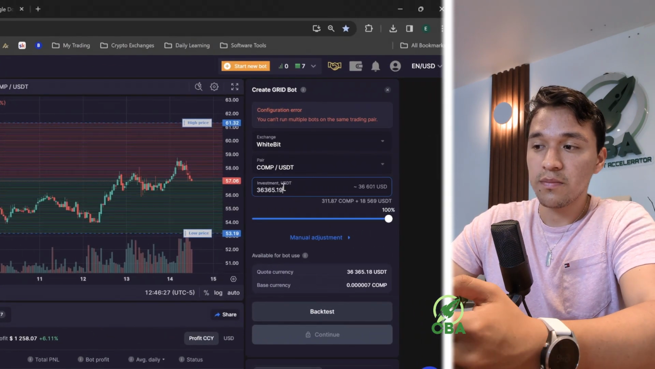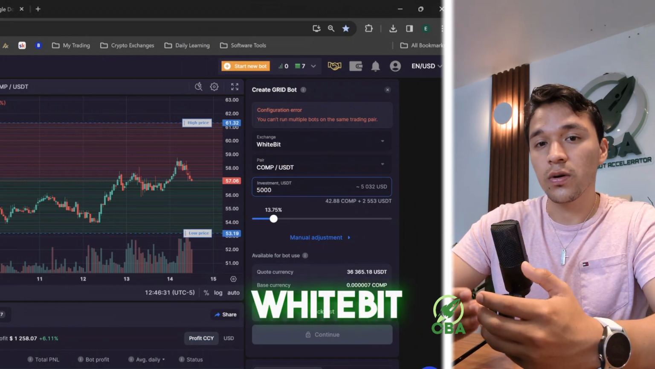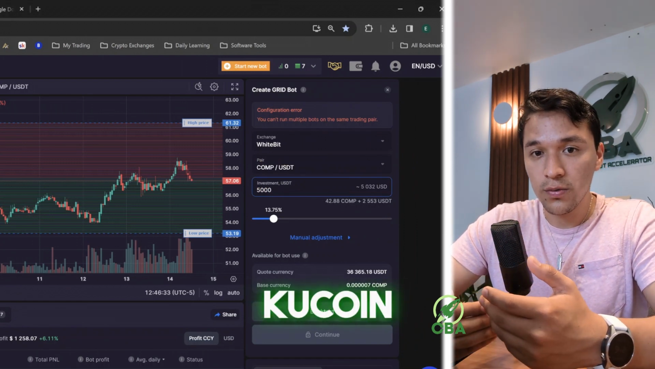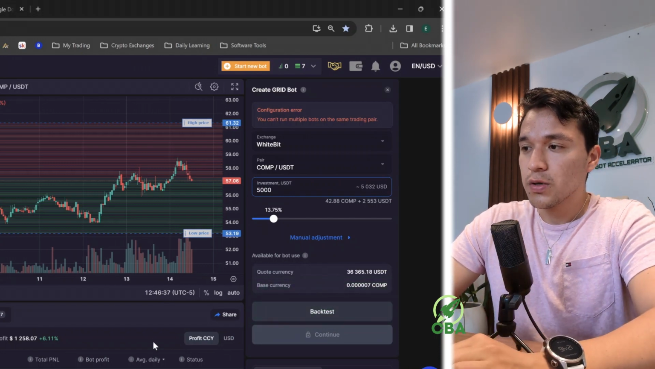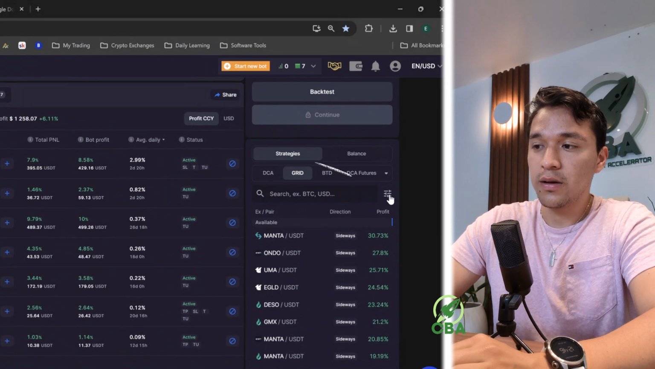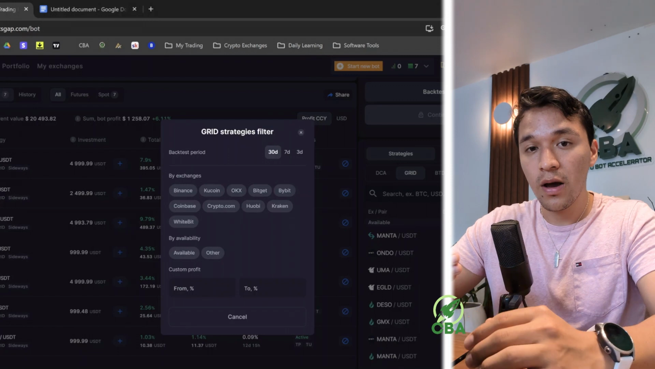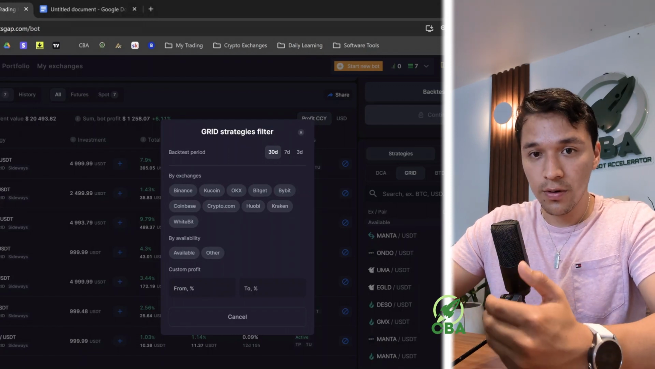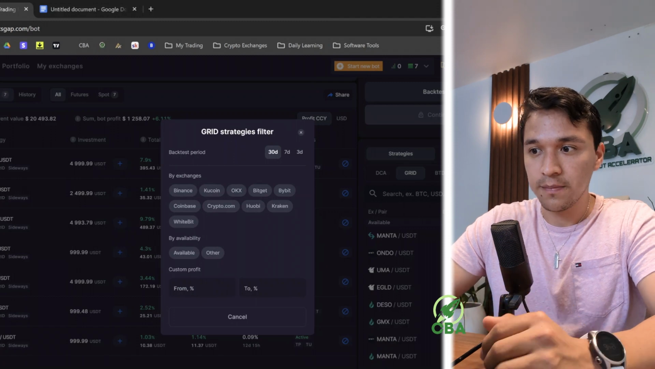And the exchange that I personally like to use is called Whitebit. I use a lot an exchange called KuCoin as well. So I'm between Whitebit and KuCoin. So once you have that, you are going to scroll down and click on this little grid strategy filter. That is going to allow you to see which cryptocurrencies have been trading in the sideways movement for the best.